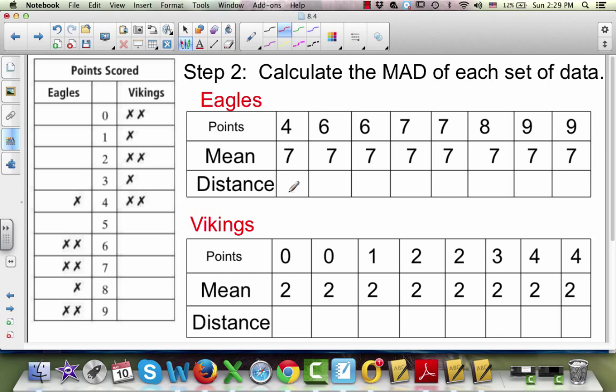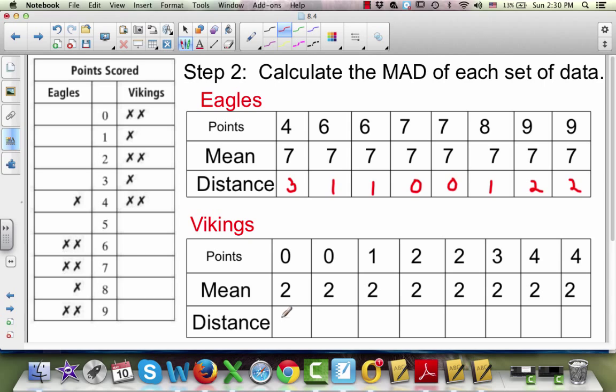The difference between 4 and 7 is 3. Now, 4 minus 7 is negative 3, but that's why it says mean absolute deviation. Remember, absolute value is always positive. The difference between 7 and 6 is 1, 1, 0, 0, 8 minus 7 is 1, 9 minus 7 is 2, and 9 minus 7 is 2. So we've calculated the distance between the points that each player scored and the mean of the team, the average that the team scored.